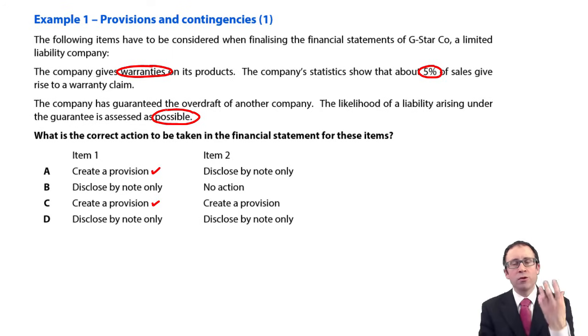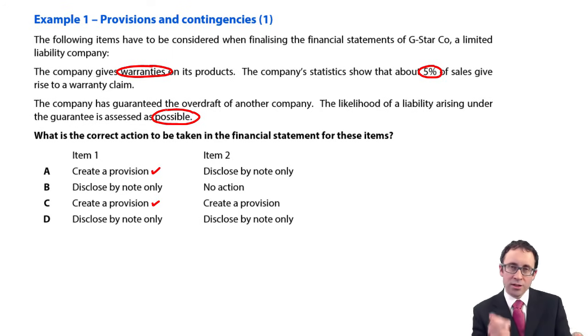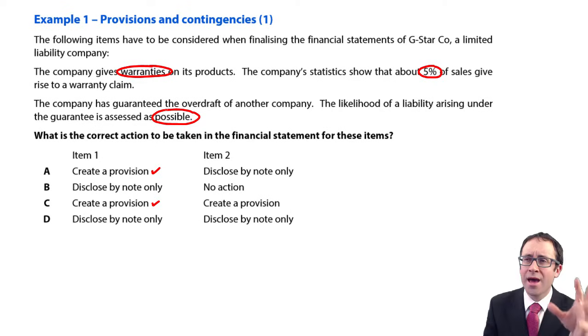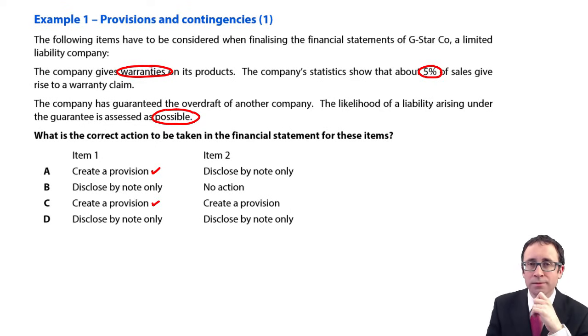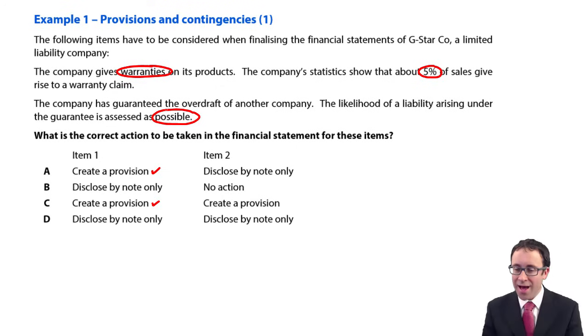possible. So if it was probable, there is a legal obligation because we've signed the guarantee. It would be probable, so therefore it would be more likely than not, and we'd be able to measure it reliably because we know the amount of the overdraft. Okay, if that was the case, then we would make a provision. However, it's only possible, so it's not likely that we're going to have to pay it, but there is some small chance that it might happen. So if that's the case, it's going to be there via a disclosure, as that will be a contingent liability.